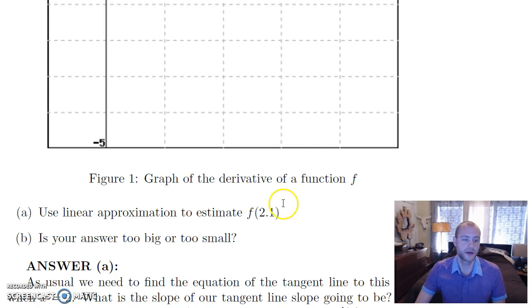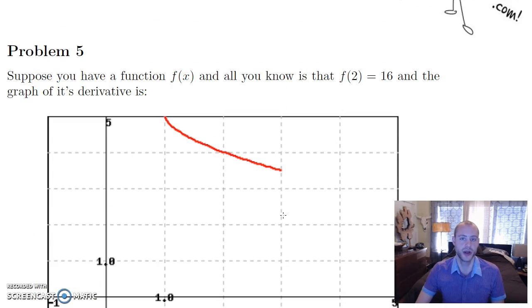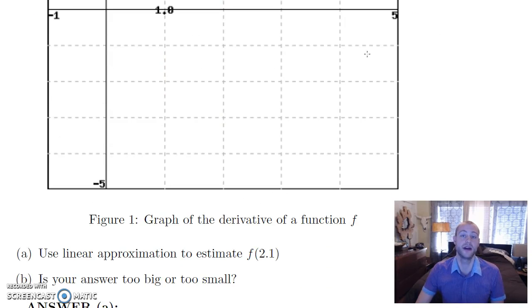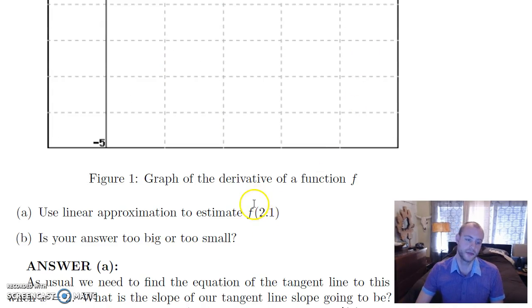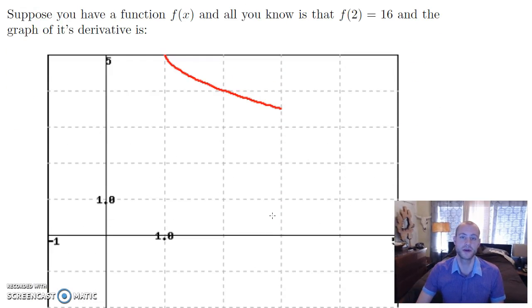So use linear approximation to estimate f of 2.1. You have to actually come up with your function L of x, which is just the equation of the tangent line to the graph of f at the point x equals 2. So you have your slope, we talked about that just now, and then you have your point here. You can use that to compute the actual equation of the line, and that's your L of x. And into that, you pop in 2.1, and that's your answer for A. Hopefully that's okay.